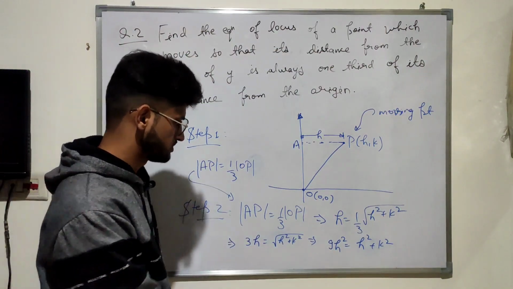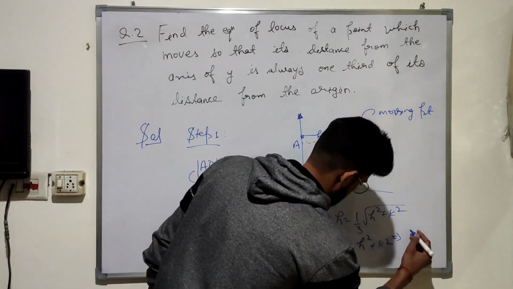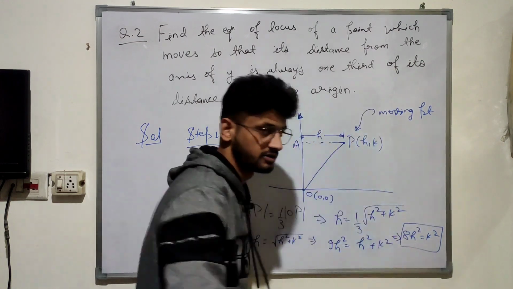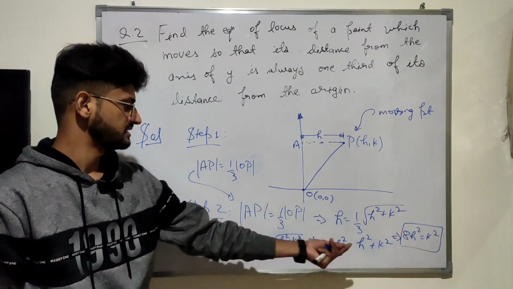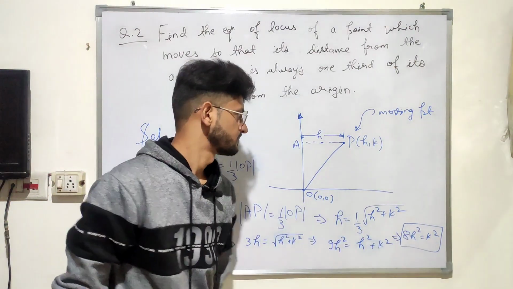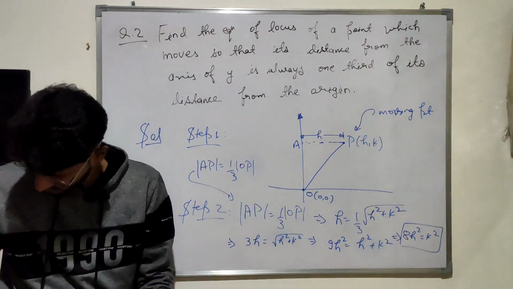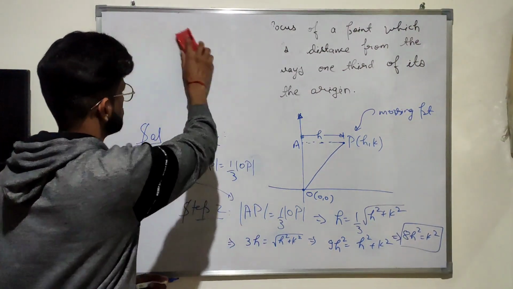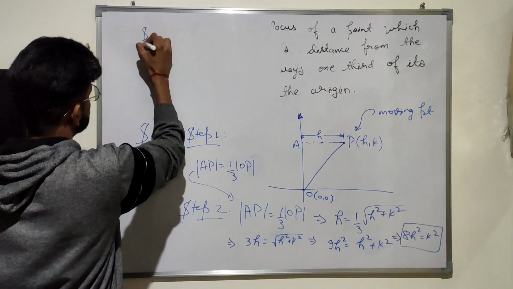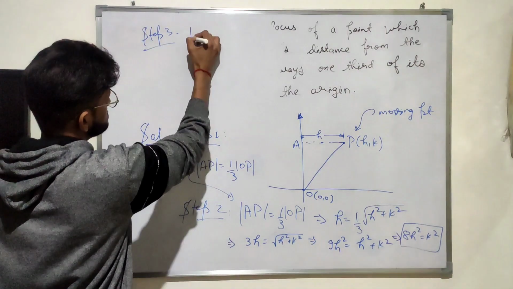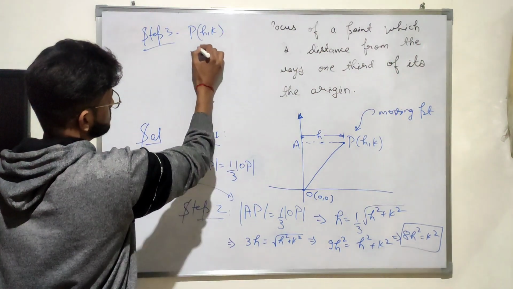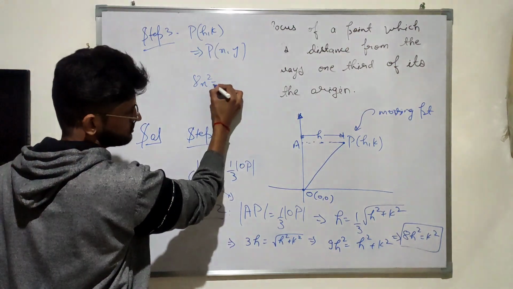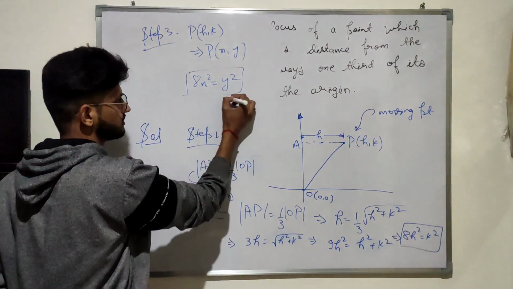Now we solve it. We can write it as 8h square equals k square. This is the final output we have got. Now in step number 3, we replace h with x and k with y, that is, point (h, k) with point (x, y). So the final equation is 8x square equals y square. This is the final equation for our locus. This is the answer.